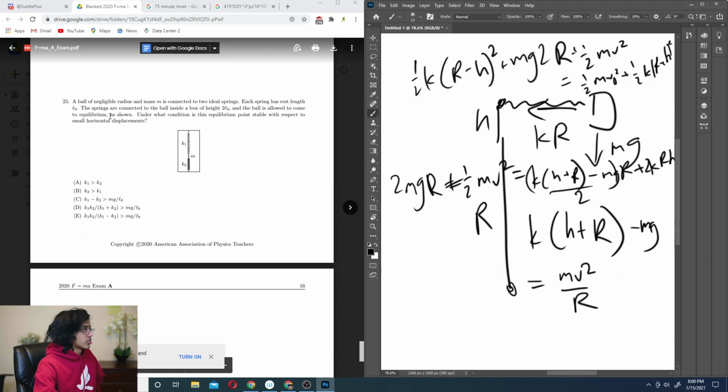A ball with a radius and mass m is connected to two ideal springs. Each spring has rest length L0. The springs are connected to the ball inside a box of length 2L, and the ball is allowed to come to equilibrium as shown. Under what condition is the equilibrium point stable with respect to small horizontal displacements?